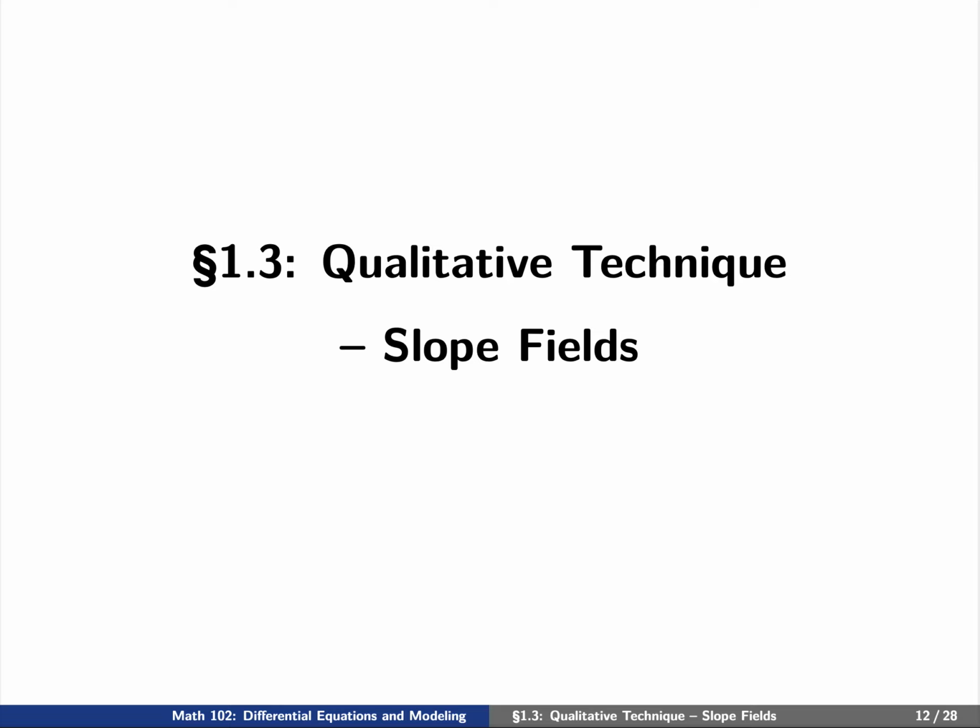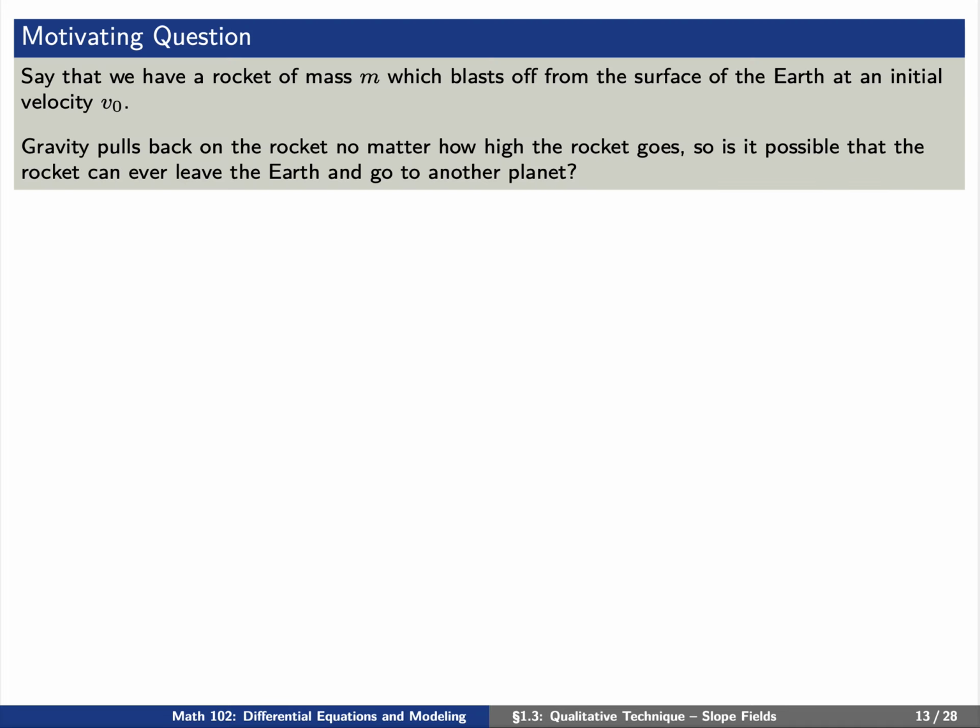Now today we'd like to move on to some new concepts. That is, I'd like to discuss the concept of a slope field. Before we get there, let me give you a motivating question. Say that we have a rocket of mass m which blasts off from the surface of the Earth, perhaps at an initial velocity v0. Gravity pulls back on the rocket no matter how high the rocket goes, so is it possible that the rocket can ever leave the Earth and go to another planet?